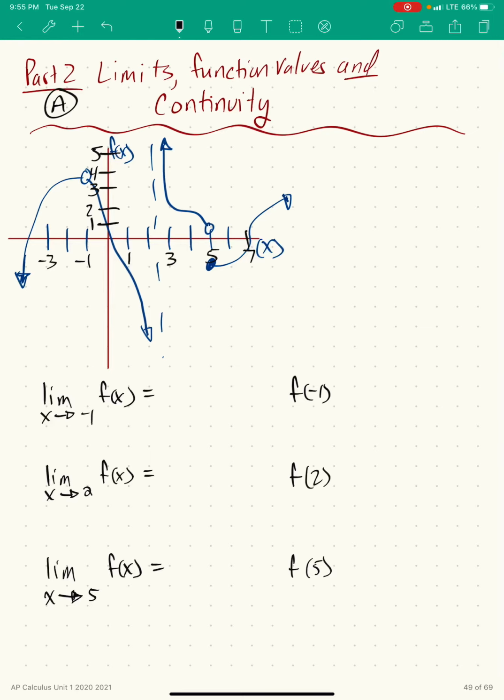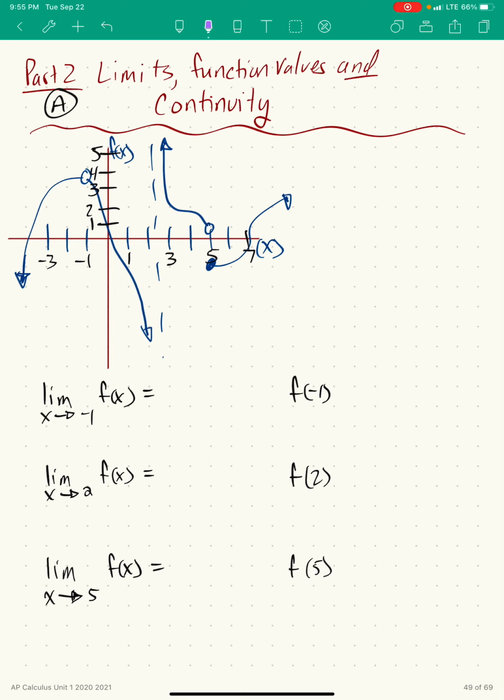Lesson 2, and now we're up to part 2. Let's talk about limits, function values, and continuity, but let's begin by looking at limits and function values. As you can see in this graph, we have a hole, we have an asymptote, and then we have a jump discontinuity. So I'm going to highlight each of those.